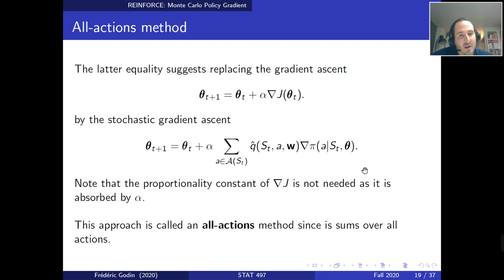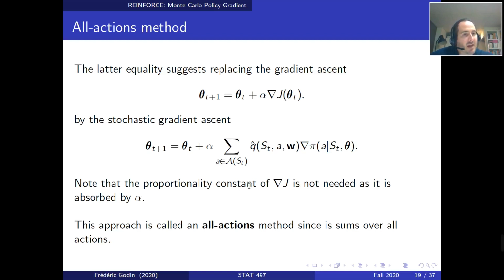We don't have the on-policy distribution anywhere here, so already we see that we're getting something more convenient to work with. This is called an all-actions method. Why do we call it all actions? It's because there's this summation over all possible actions.